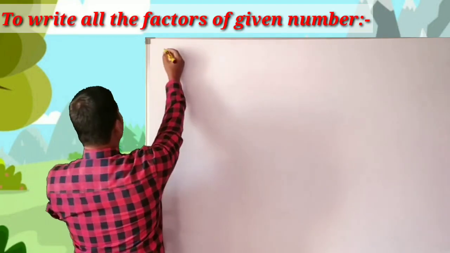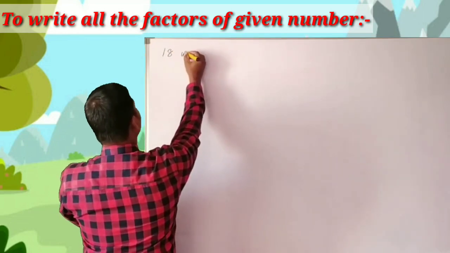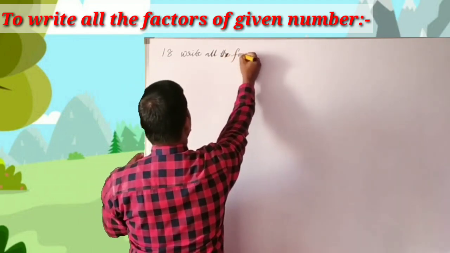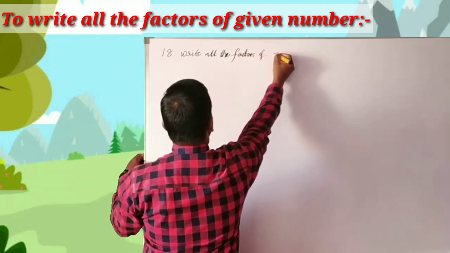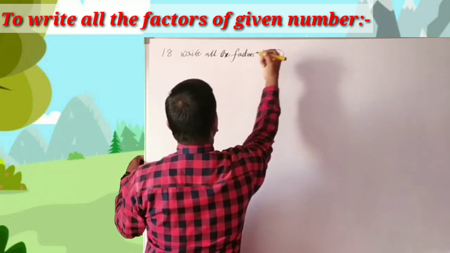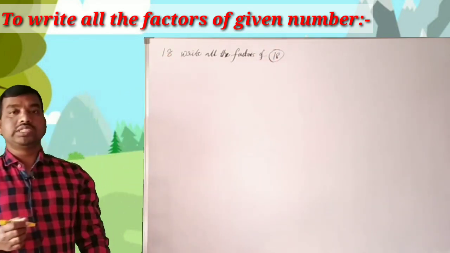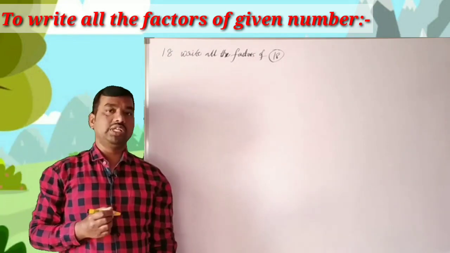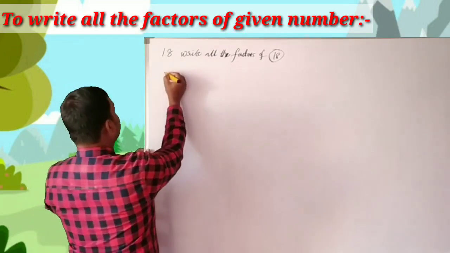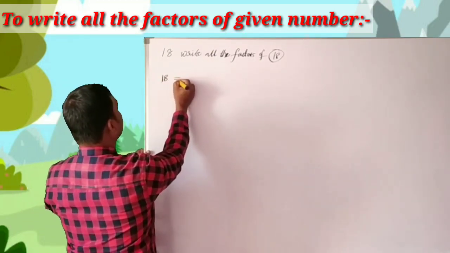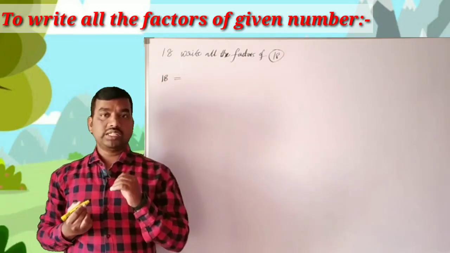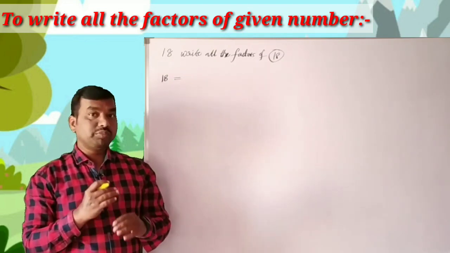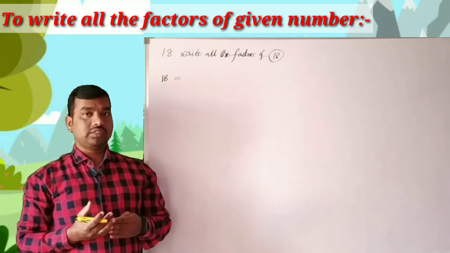Take 18 and write all the factors of 18. This is example 1. With examples I will teach you. So take 18. Children, listen how to write the factors. Factor means the exact divisor.